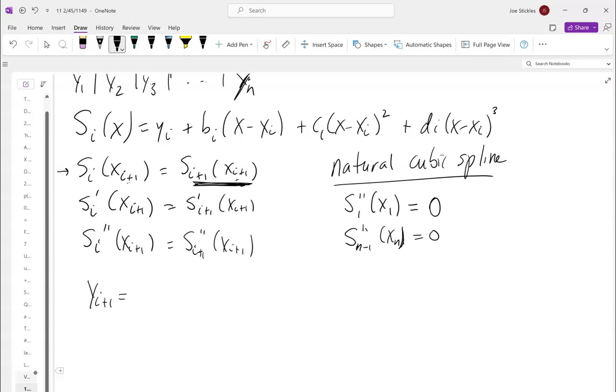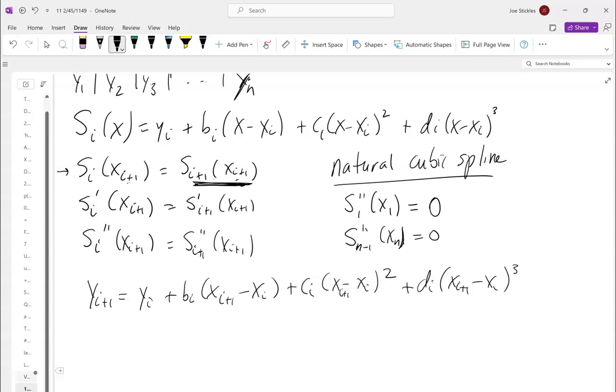The other side will be y sub i, plus b sub i times x sub i plus 1 minus x sub i, plus c sub i times x sub i plus 1 minus x sub i squared, plus d sub i times x sub i plus 1 minus x sub i cubed. That's one set of equations, right?